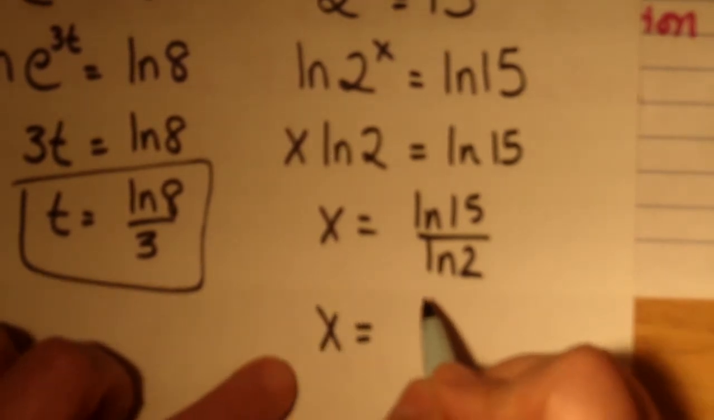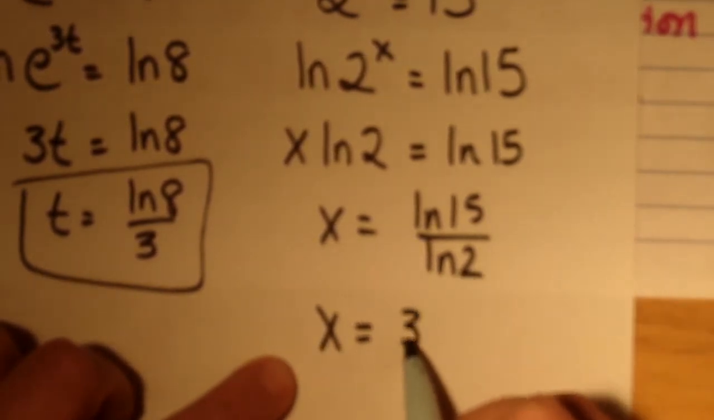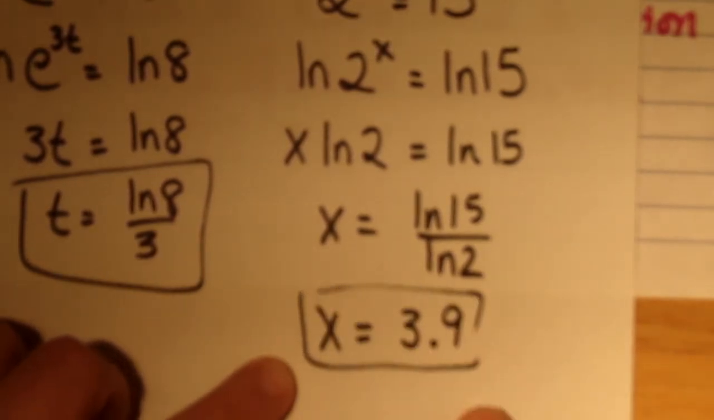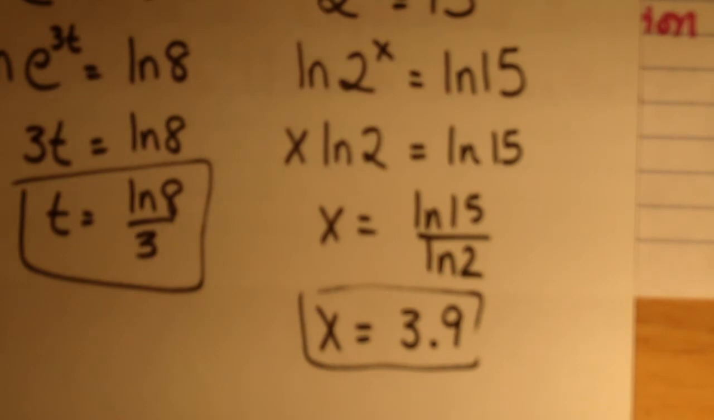To show that x is equal to 3.9. All right, so about what I was expecting. So anyway, let's go on and talk about what we learned in the last class about e.